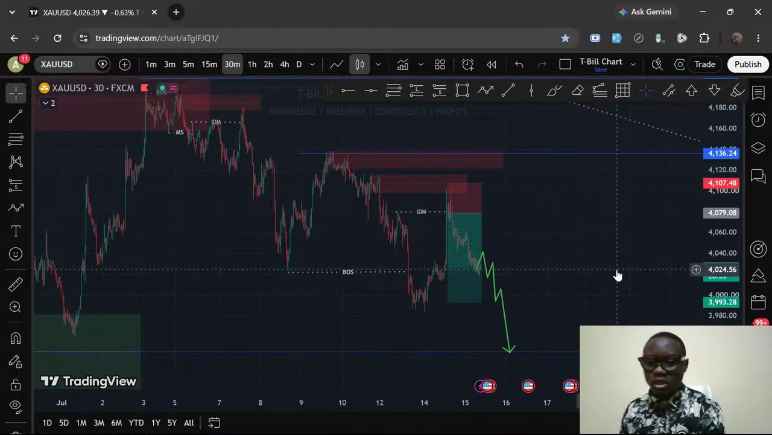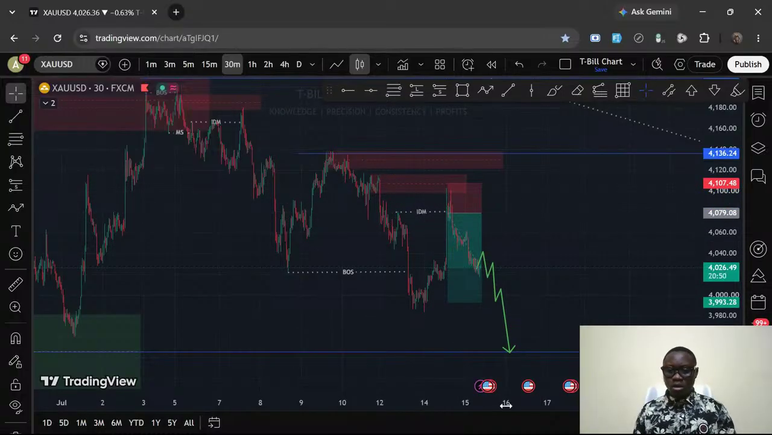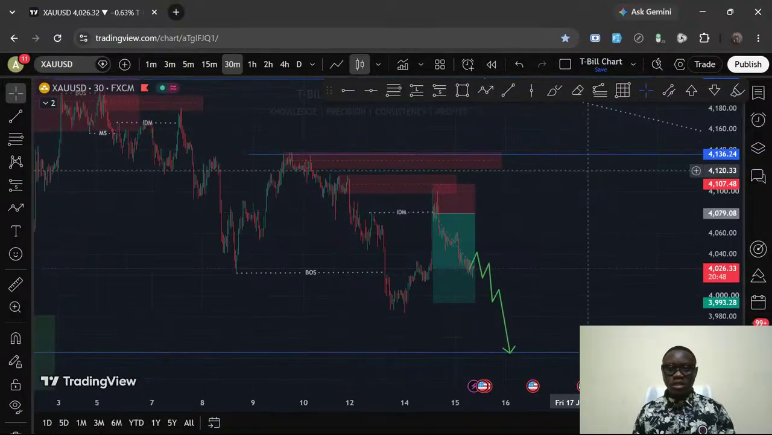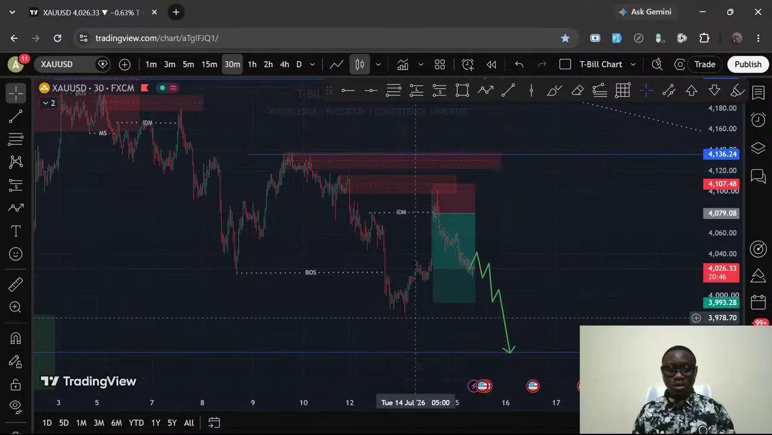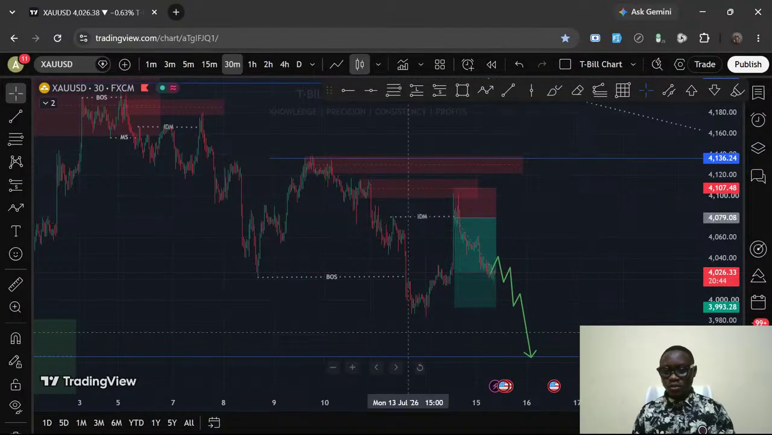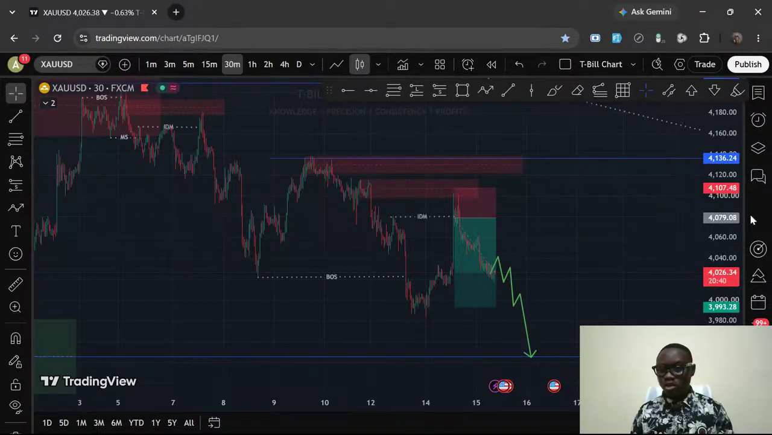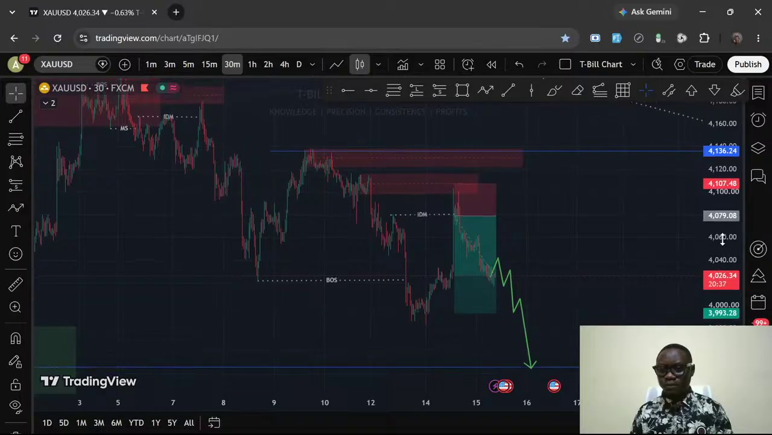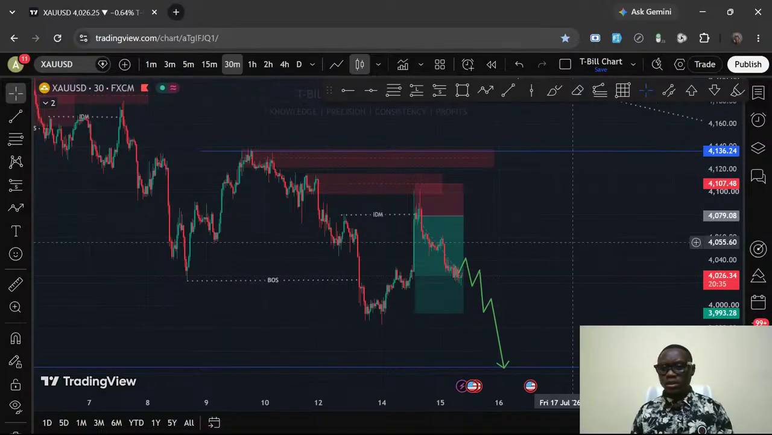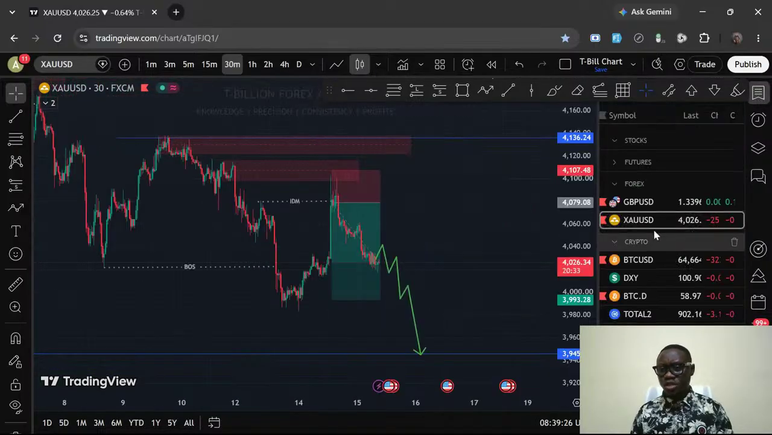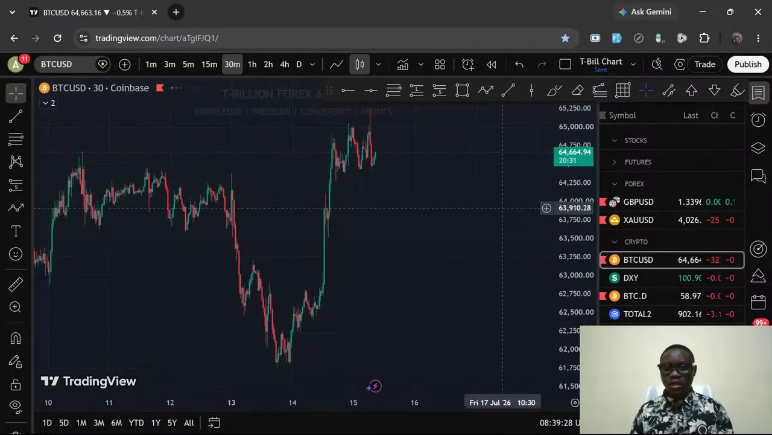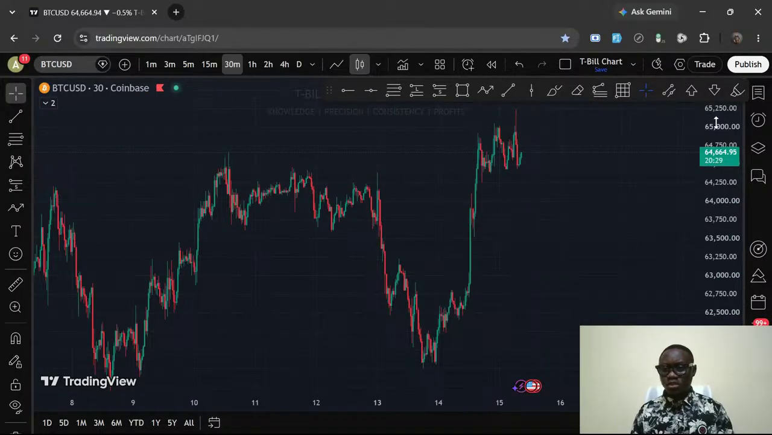All right, so that is it. Okay, so I'll leave it as it is. We keep monitoring this and look out for a new break of structure to the downside and potential entry. But for now, no entry on XAUUSD. Okay, and let's look at BTC USD real quick. On BTC USD, what do we have?